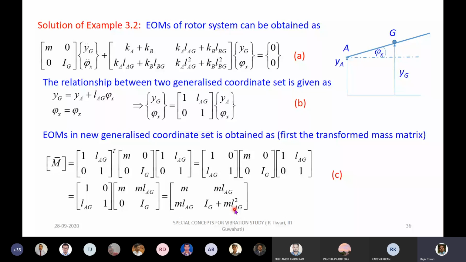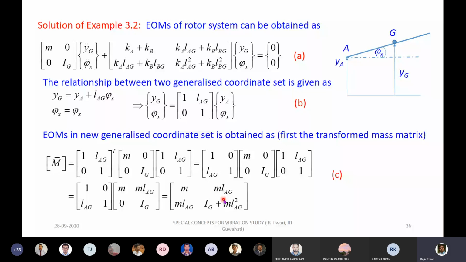One reason for this is that if we take the generalized coordinate at the center of gravity, then the mass matrix becomes diagonal. Because in the new generalized coordinate, we have taken it at this end, which is not the center of gravity, that is why they are coupled in the off diagonal terms also.